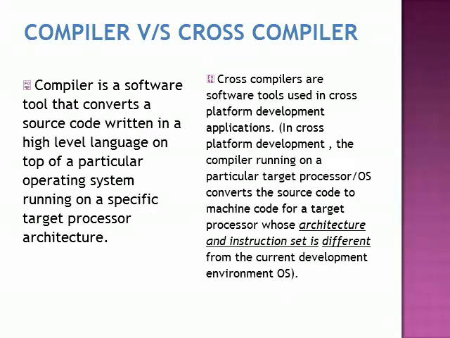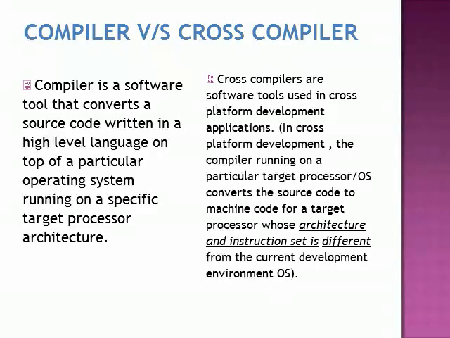Next one is the difference between a compiler and a cross compiler. So first we will see about the compiler. A compiler is a software tool that converts source code written in a high level language on top of the particular operating system running on a specific target processor architecture. Actually, C language uses a compiler and embedded C uses a cross compiler.